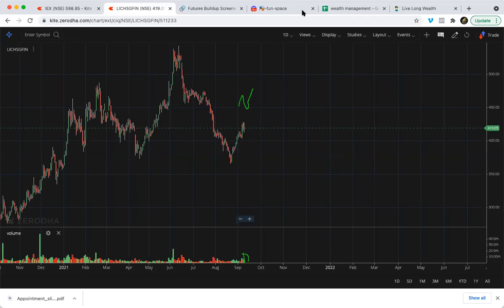Bharti Airtel is one stock that has been in a long build up, and we have our eyes on it. The last entry that we took was in ITC. The one before that was in Marico. The one before that was in DLF. The one before that was in Atlantic. So these have been the positions that we were taking.